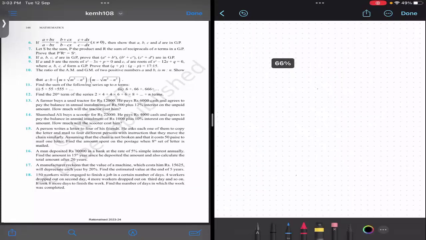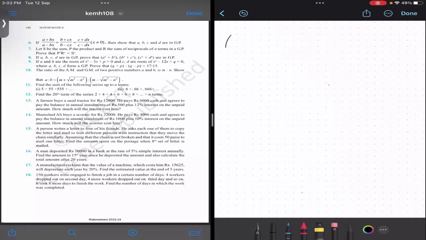Moving on, we are now going to be discussing question number 17. Right. A manufacturer reckons that the value of a machine which cost him 15,625 will depreciate each year by 20%. Find the estimated value at the end of 4 years.